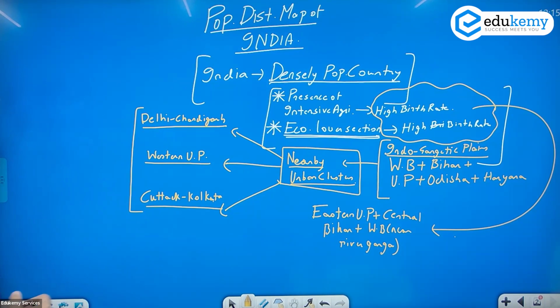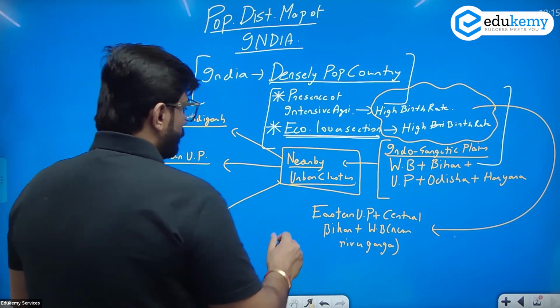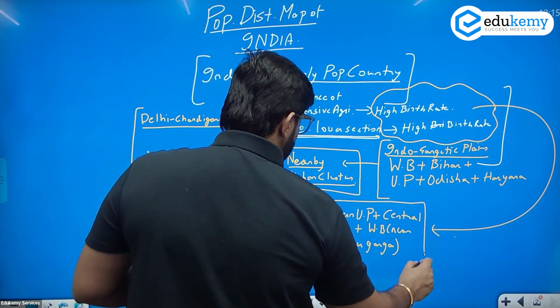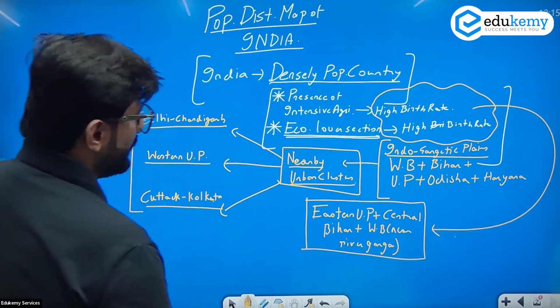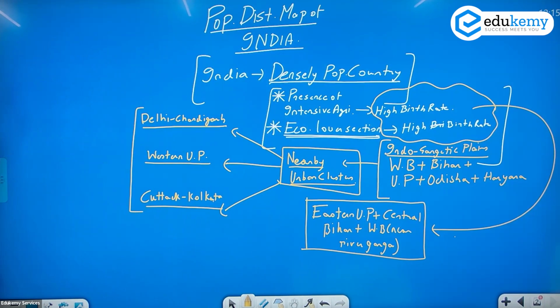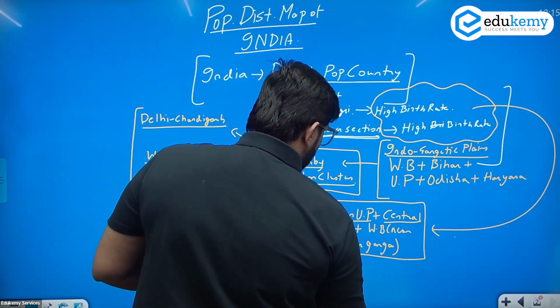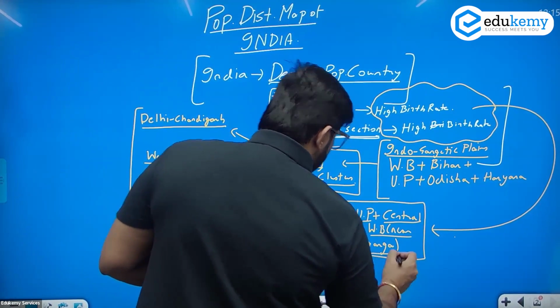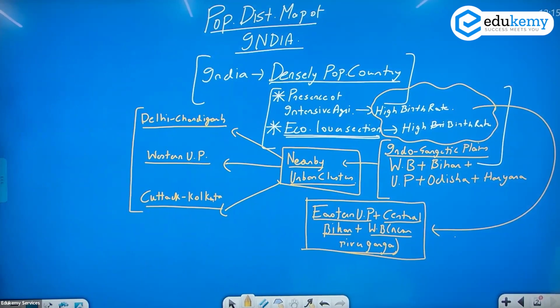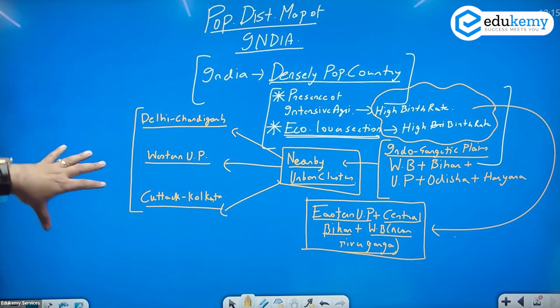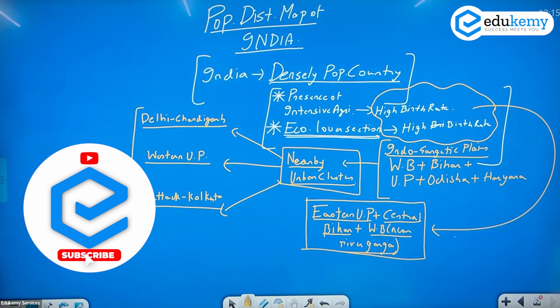Apart from this, there are many people who have not migrated to the nearby urban clusters and are still present in their rural areas. And that is why in rural regions, guys, we are having high population density in eastern UP, central Bihar, and regions of West Bengal which are present near river Ganga. So these are the major areas where we are having high population density in the region of Indo-Gangetic plains.